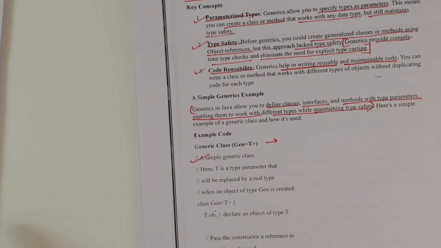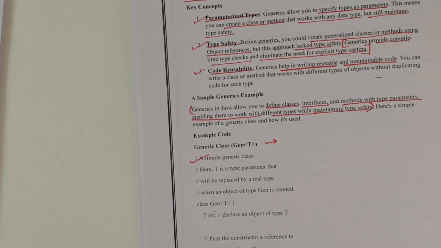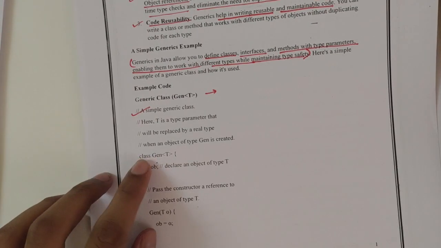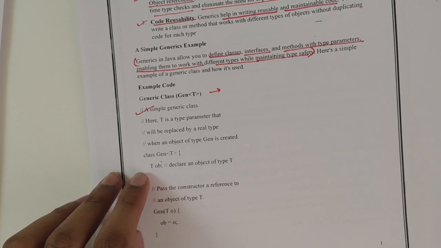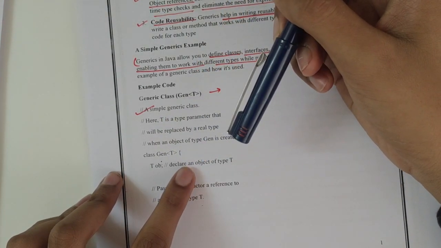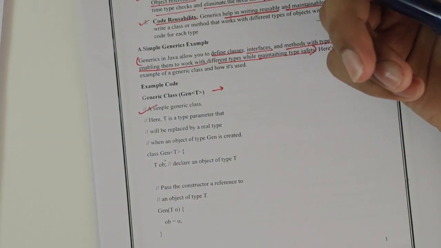Next we have the field declaration. In the field declaration, you can see T ob declares a field of type T. Then we have a constructor. This constructor initializes the field ob with the object passed as an argument. This is Gen of T, which initializes the field ob with the object that has been passed. Then getOb returns the value of the object.